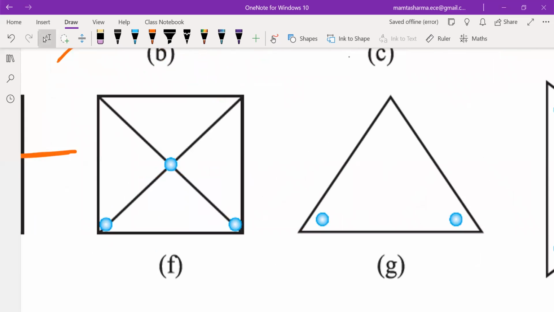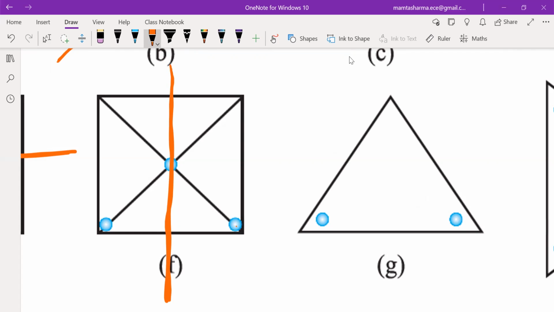Ma'am, horizontal and vertical, ma'am. Ma'am, we can't. Ma'am, one. We can't do. No, we can do it. If you fold it along this vertical axis, then these holes will cover each other.